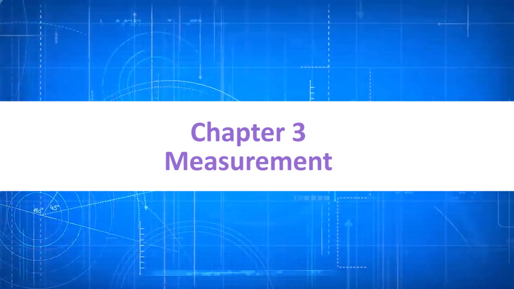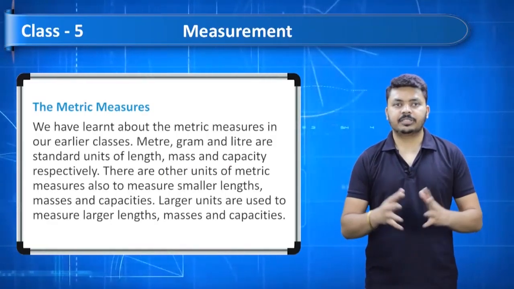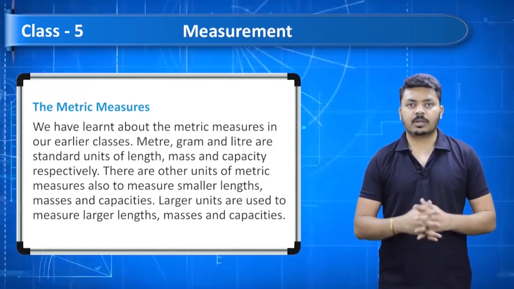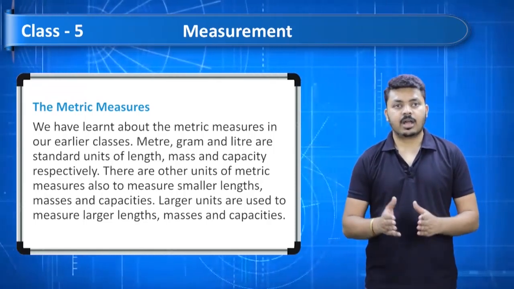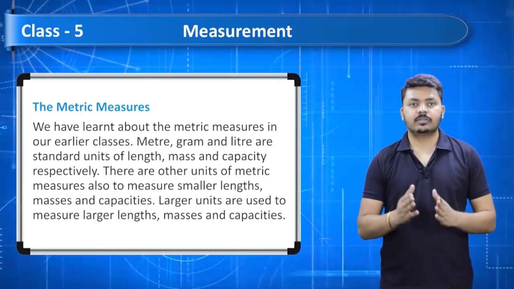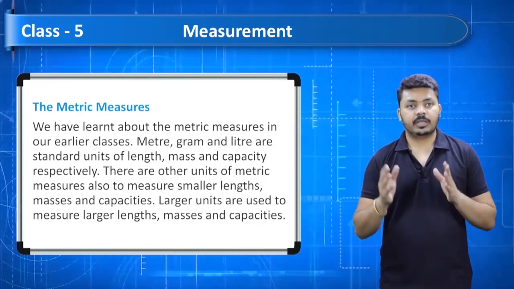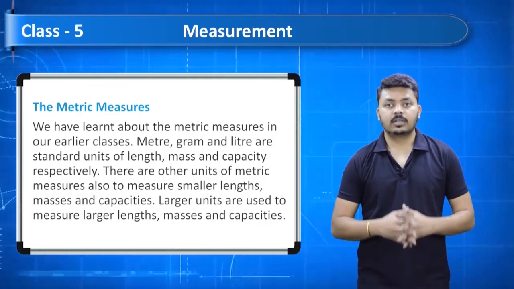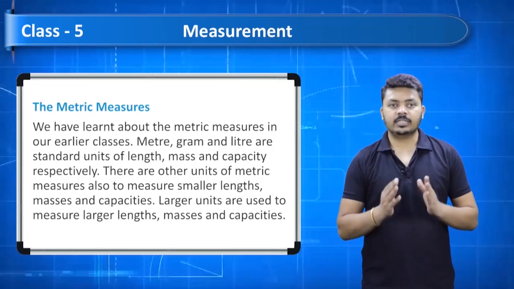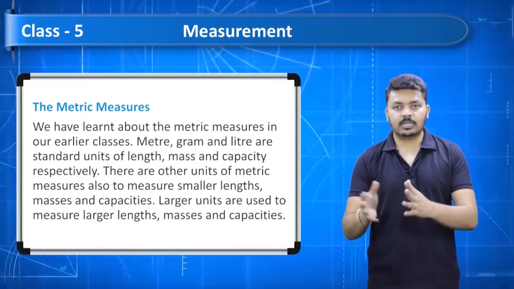Chapter 3 Measurement. The metric measures. We have learnt about the metric measures in our earlier classes. Meter, gram and liter are standard units of length, mass and capacity respectively. There are other units of metric measures also to measure smaller lengths, masses and capacities. Larger units are used to measure large lengths, masses and capacities.